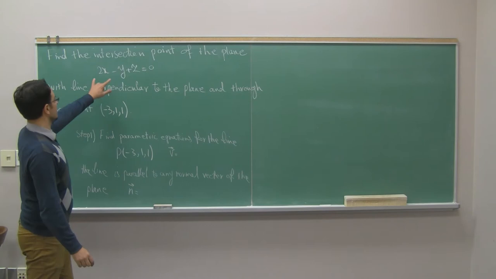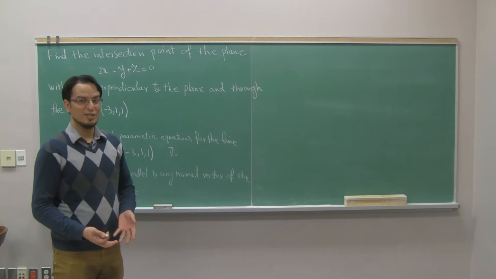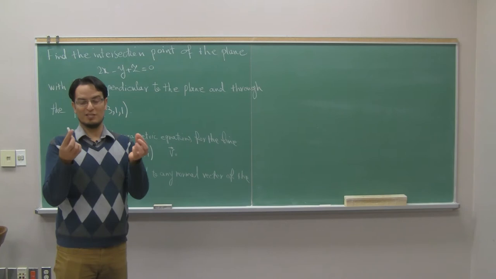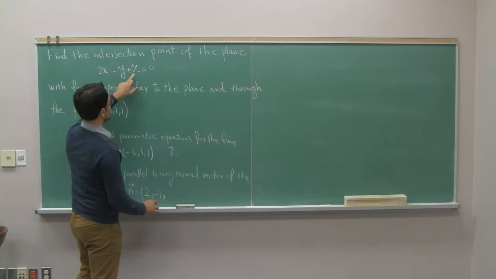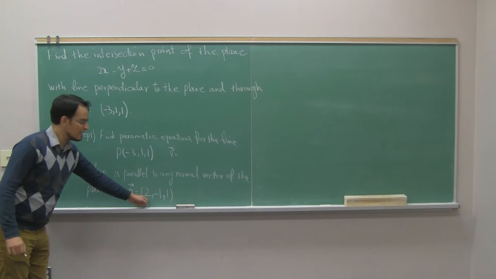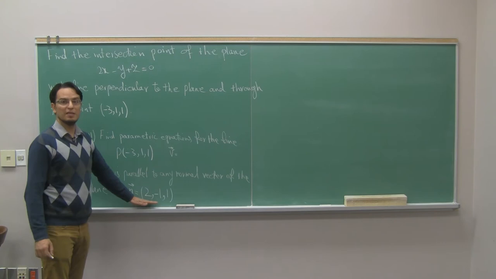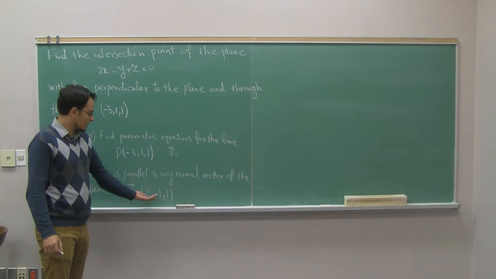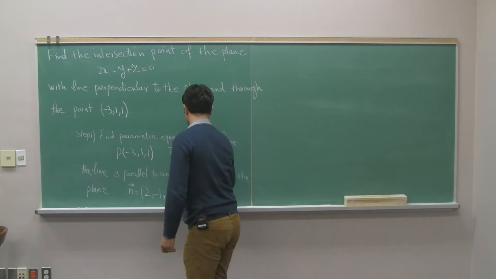But what we know here is that the equation for the plane is given in standard form. If the plane is given in standard form, then it's easy to find a normal vector. You just pick the coefficients of each variable. The coefficient of x is 2, the coefficient of y is negative 1, and the coefficient of z is 1. This is a normal vector for the plane, and since the line is perpendicular to the plane, this will be parallel to our line, meaning I can use it as my direction vector. So I can fill in this part with 2, negative 1, 1.